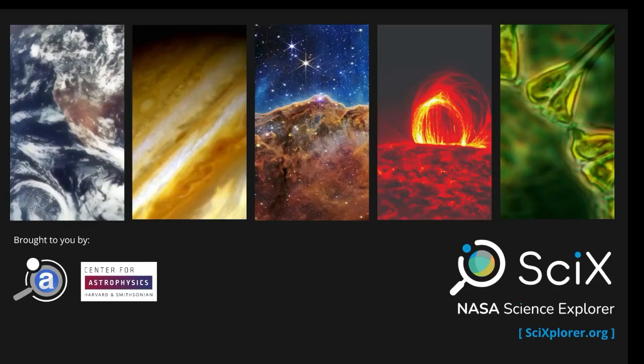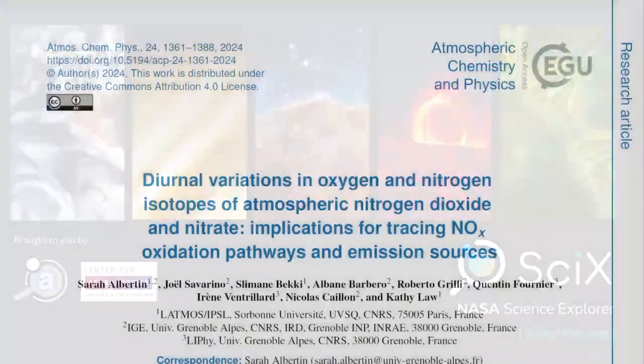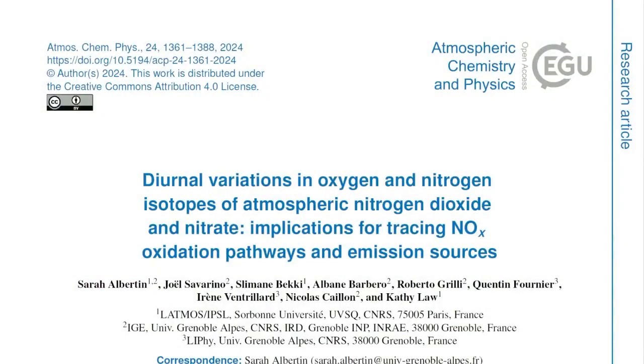Hello. I would like to show you how to find a scientific article when you know the author in your publication, information you would commonly see in a citation while reading another paper. For instance, I'm reading this 2020 article about diurnal variations in oxygen and nitrogen isotopes by Sarah Albertin and collaborators.